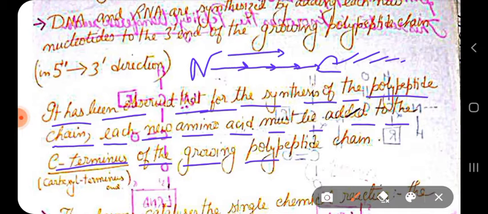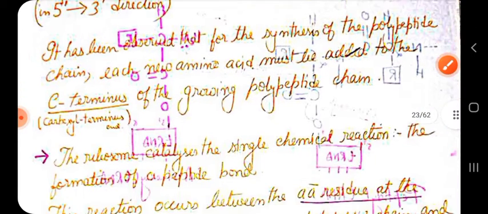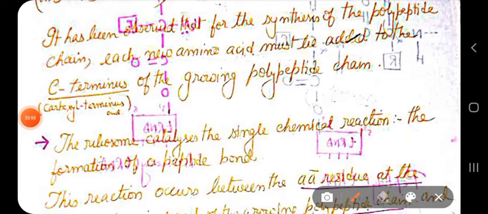New amino acids are added to the C terminus of the growing polypeptide chain. This must be remembered. This is the polarity. So the newly formed amino acid is attaching to the polypeptide chain on the C terminus end. And the ribosome catalyzes this attachment of the amino acid to the C terminus end of the growing polypeptide chain.